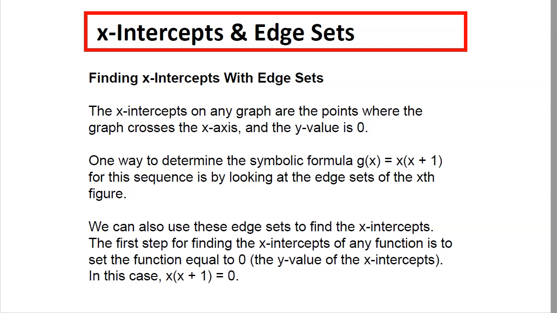We can find x-intercepts with edge sets. The x-intercepts on any graph are the points where the graph crosses the x-axis and the y value is 0. One way to determine the symbolic formula g of x equals x times quantity x plus 1 for this sequence is by looking at the edge sets of the x figure. We can also use these edge sets to find the x-intercepts. The first step for finding the x-intercepts of any function is to set the function equal to 0. That's the y value of the x-intercepts. So in this case, x times quantity x plus 1 equals 0.